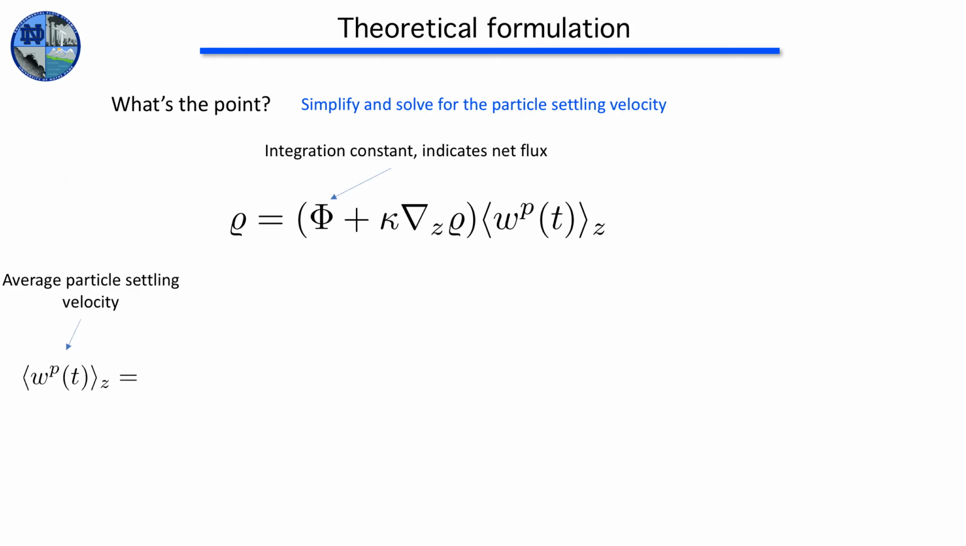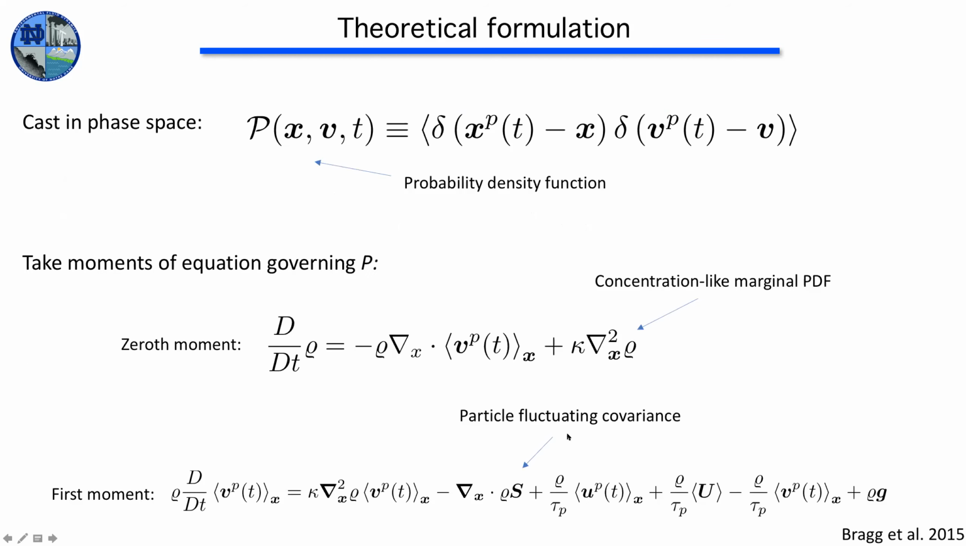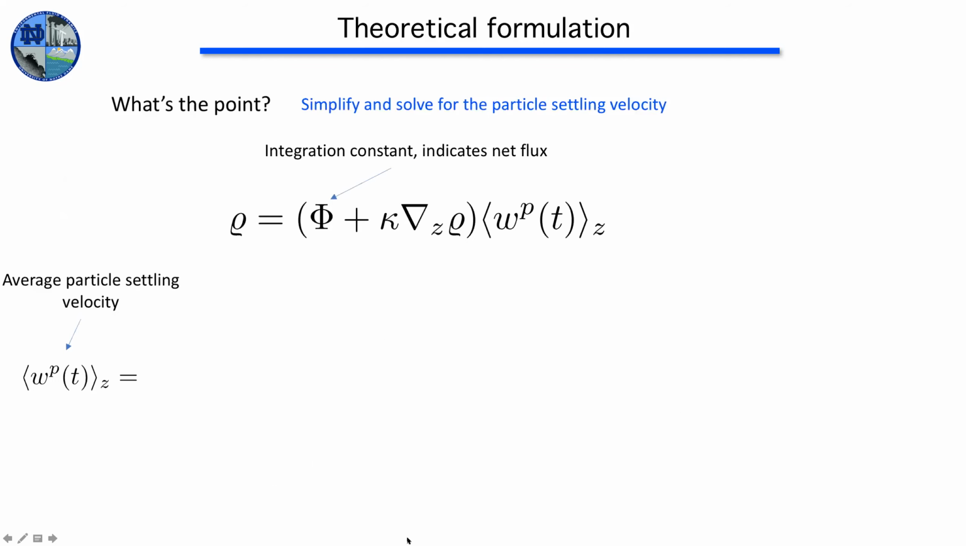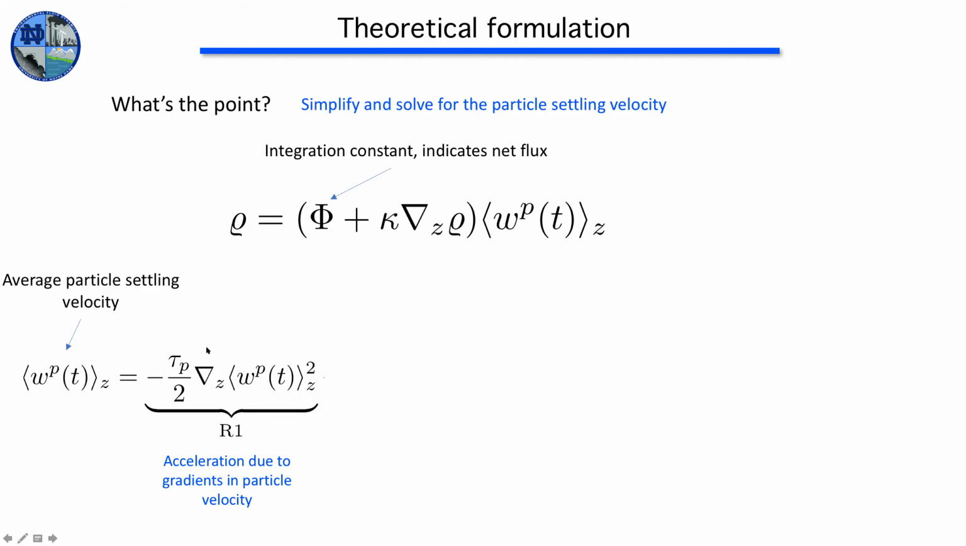If you then take the first moment equation, so we're talking about this equation down here, you simplify it and rearrange for this term over here, you get an equation with several terms, and I'll go through them one at a time. These are the terms that we're going to investigate for the remainder of the talk. The first term looks like this, and it's an acceleration term due to gradients in the particle velocity.